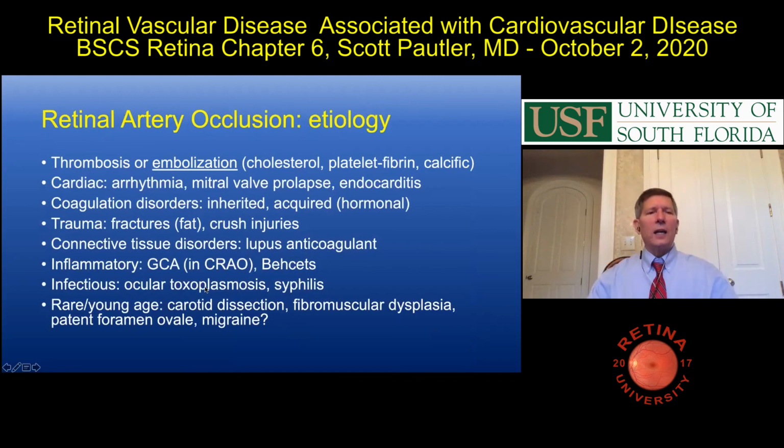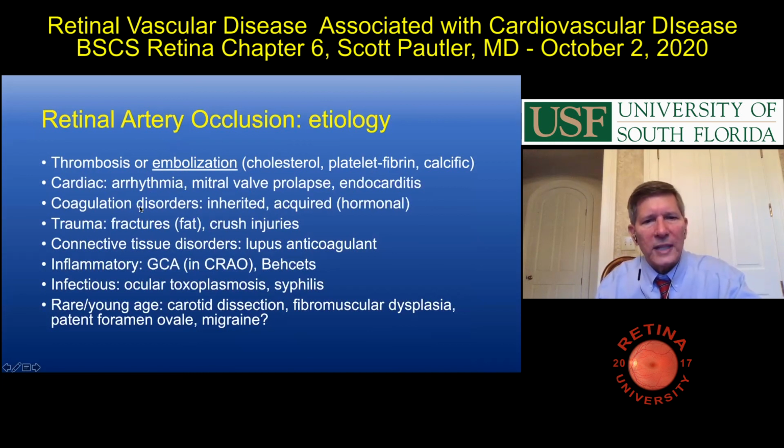So, etiology. We keep talking about embolization. You can get thrombosis, a primary or a secondary thrombosis in the retinal artery. That's usually seen in people who have inflammation, toxoplasma, such as that. For the most part, it's an embolus: cholesterol, platelet fibrin, calcific. And so you have to think about the heart, endocarditis, or more likely heart pathology, maybe calcific valvular disease.